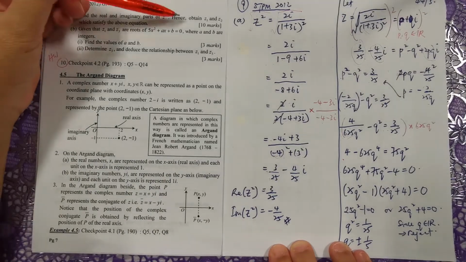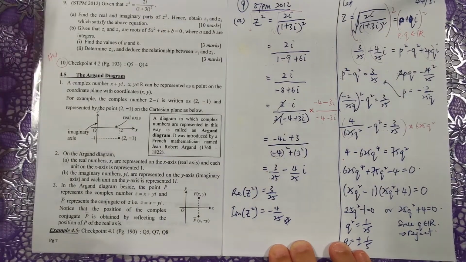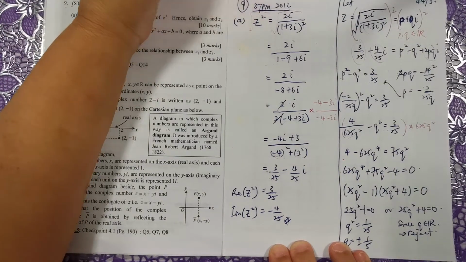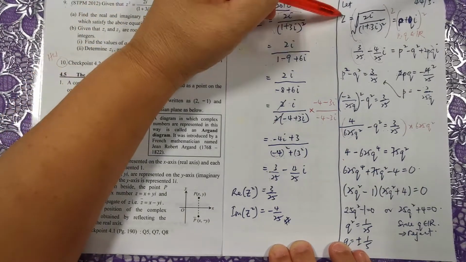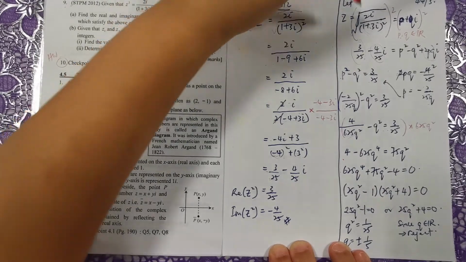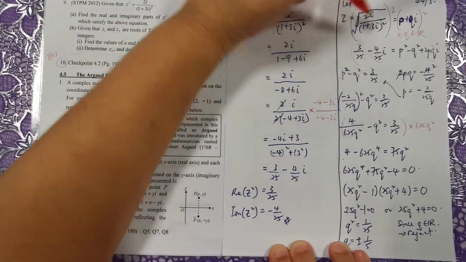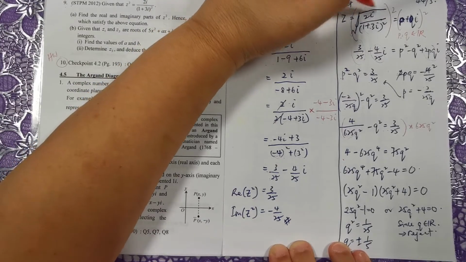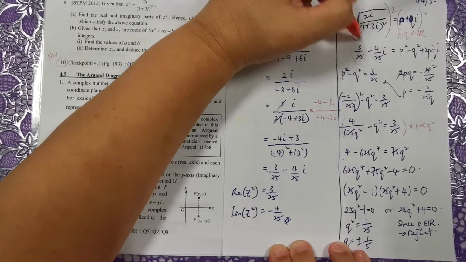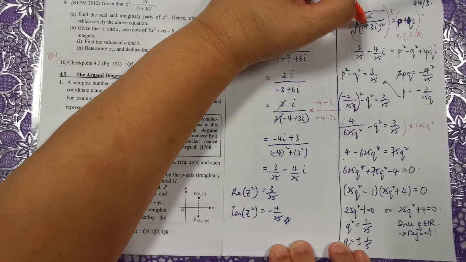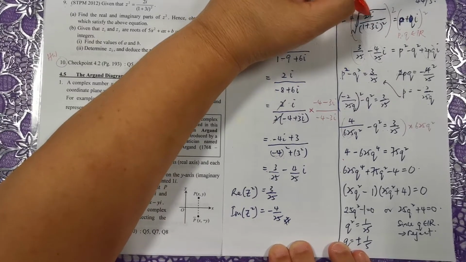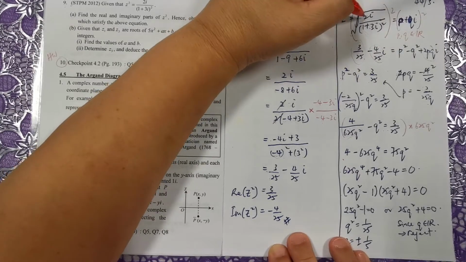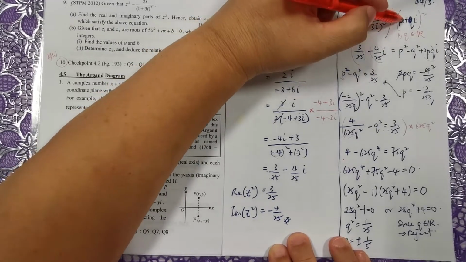Okay, next. Hence, obtain z1 and z2, means find z. You are given z square, so z will be the square root of the right hand side. Means we are going to find the square root of a complex number. And we know that the square root of a complex number is another complex number. So we let the square root of this equal to p plus qi.